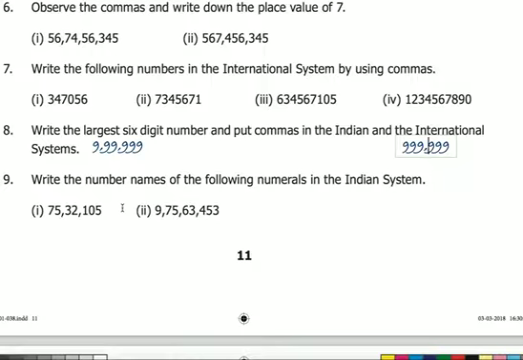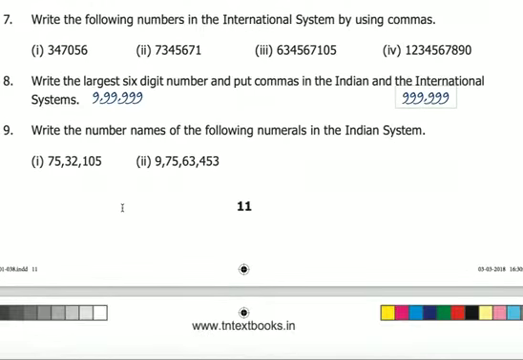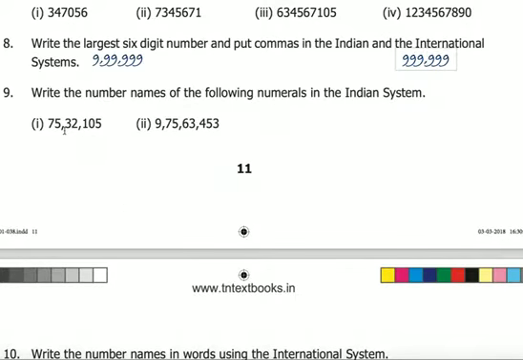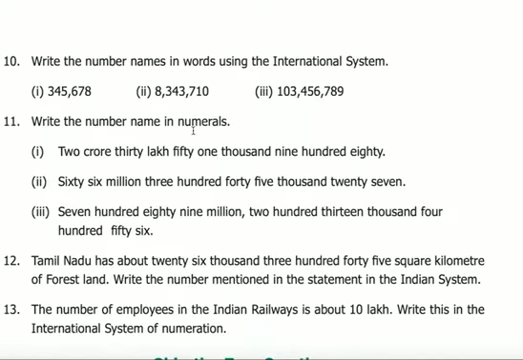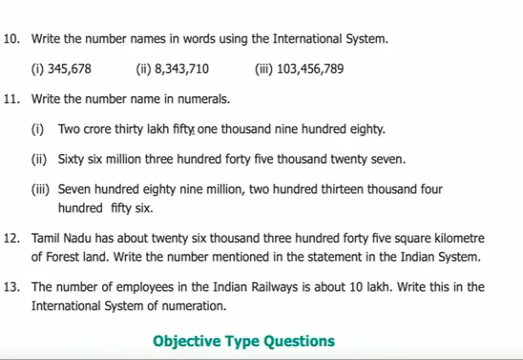Write the number names of the following numerals in the Indian system. 75,32,105. 9,75,63,453. Write the number names in words using international system.